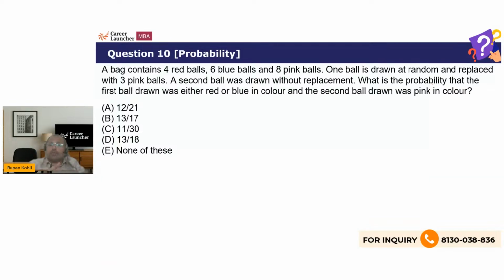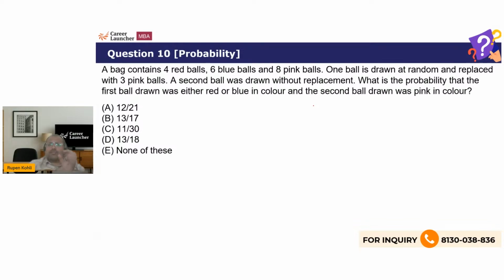A second ball was drawn without replacement. This time it was taken out, right. What is the probability that the first ball drawn was either red or blue in color and the second ball drawn was pink in color? So the event for both draws has been defined, so we will define the probabilities of both events respectively and multiply. Why? Because they are happening one after the other in succession, so the product rule of probability will apply; whenever independent events are happening, you multiply.